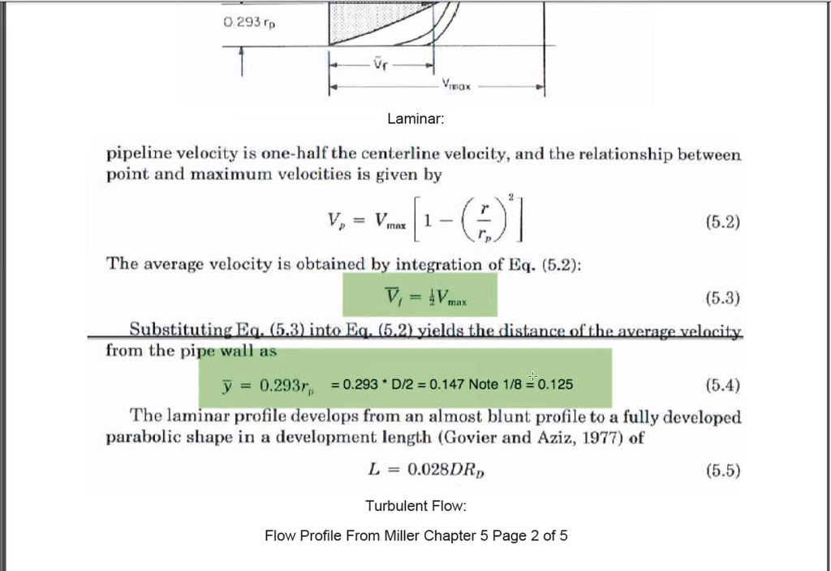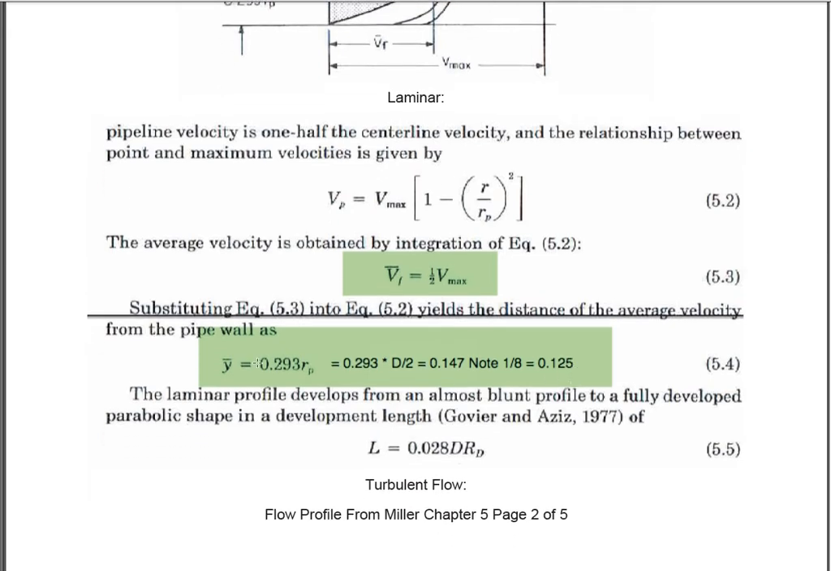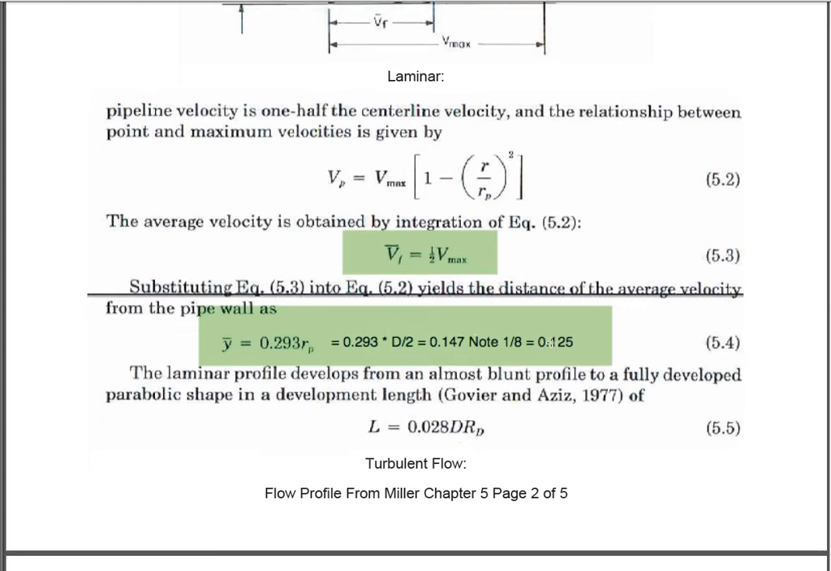laminar. If we were to derive the location of the mean flow, they say y bar equals 0.293 rp, and rp is d over 2. So y bar equals 0.147 d, and 1/8 is 0.125. But they're not talking about laminar flow.